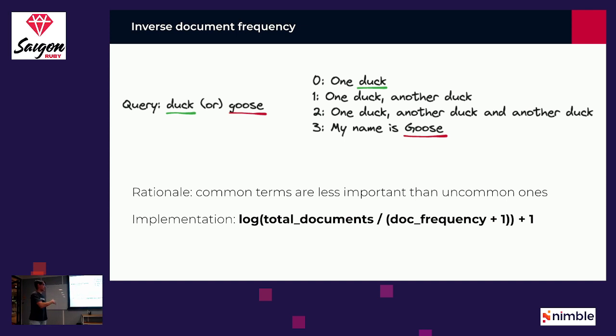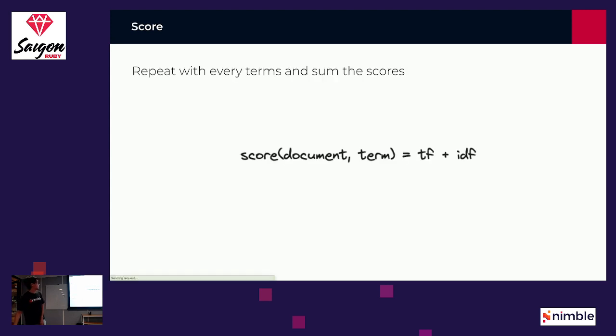So the implementation is, again, very simple. It's the total documents, which here is 4, the total amount of documents that you have, and then you divide it by the document frequency, which is how many documents contain the term. The bottom line is, if the document frequency goes up, the score goes down. So the more documents have the term, the worse the score. Okay? And you repeat that with every term in your query, and then you sum them up. That's it.